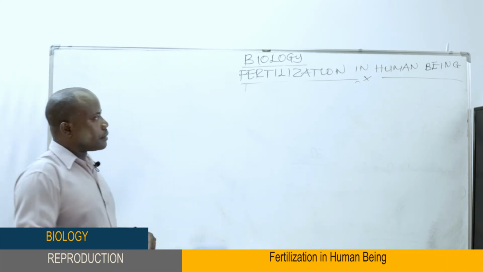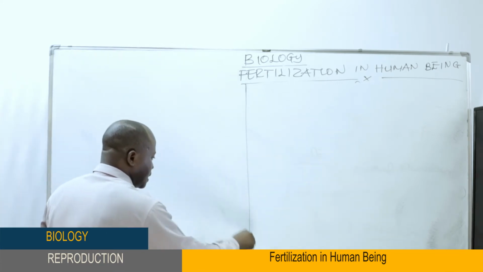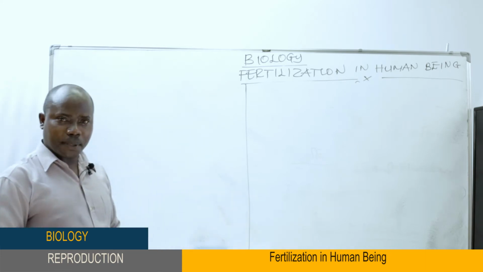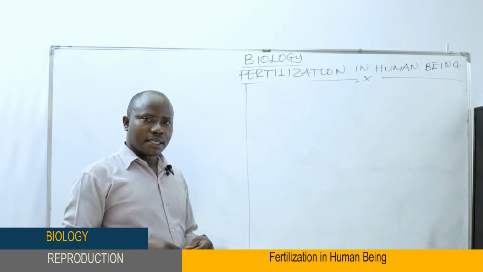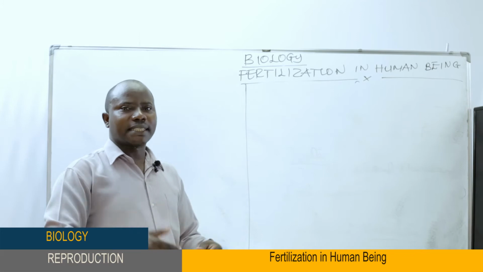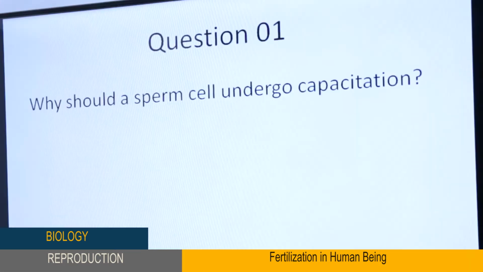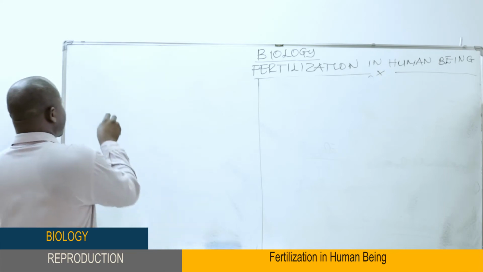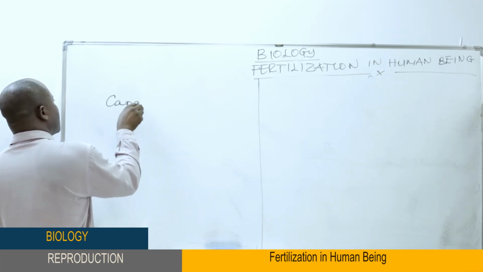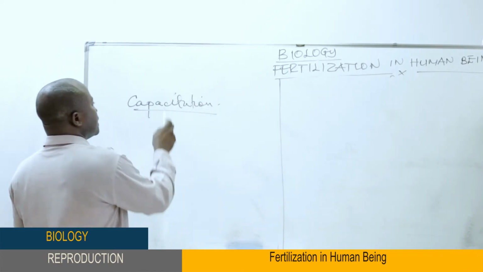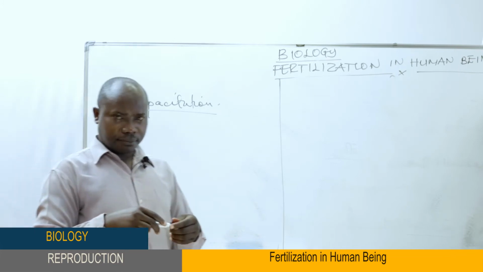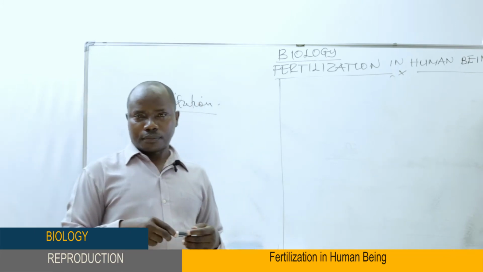Dear students, because fertilization has various aspects, I'm going to use guiding questions that will take us to different aspects of fertilization. The first question reads, why should a sperm cell undergo capacitation? Capacitation is an important process a sperm cell has to undergo.